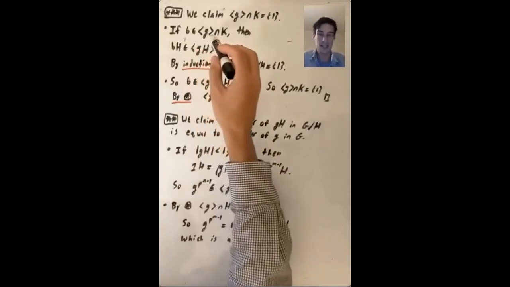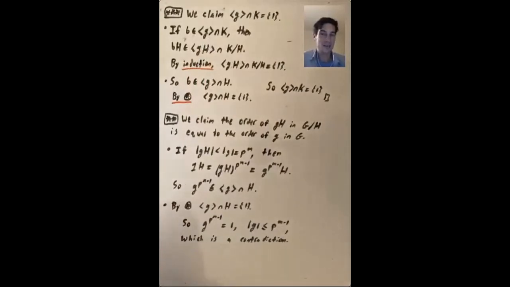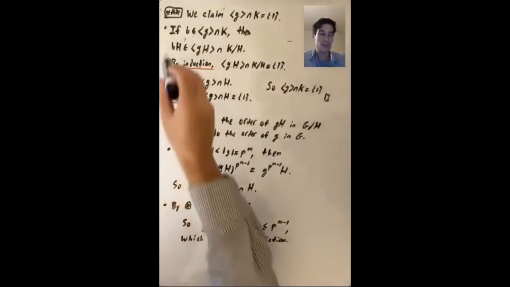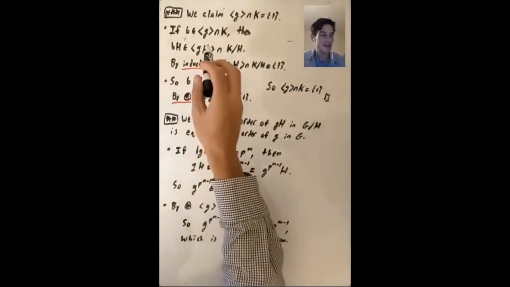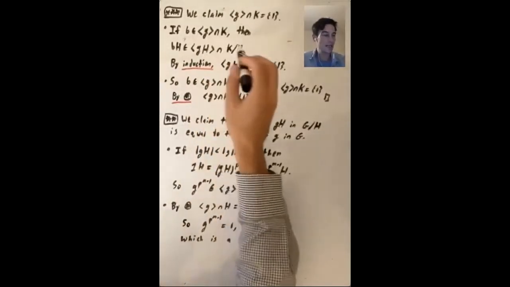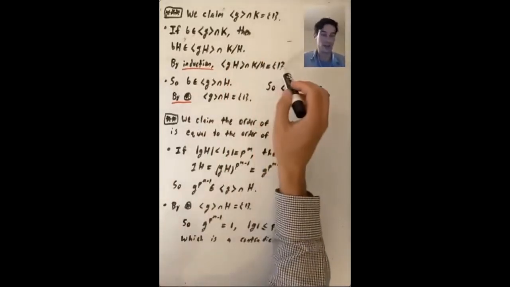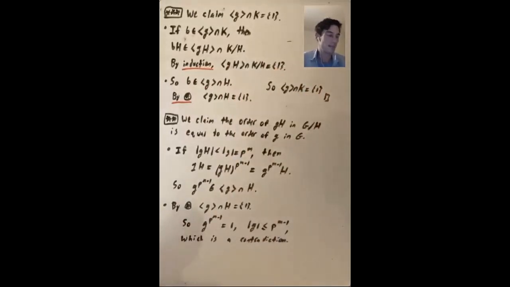So if b is an element that's in the intersection of the cyclic subgroup generated by g and K, then what does that mean when you work in the quotient by H? Well, that means that the left coset of H containing b is in the cyclic subgroup generated by gH intersect K mod H. And by induction, what is this intersection? This is the trivial subgroup. This is something that came out of applying the induction hypothesis to the group G mod H.